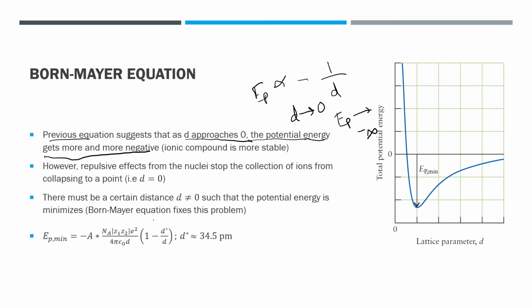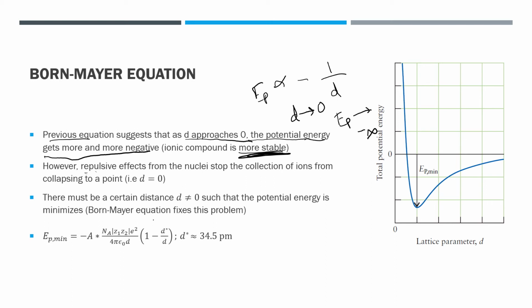But we know that when potential energy lowers, when we have more negative potential energy, that means our compound is more stable. So you might ask the question, right? Why don't all the ions just collapse to a point? If it's more stable as our distance becomes smaller and smaller, why don't our ions just sit right on top of each other? Why is there even a distance between the ions? And that's a good question. That's what we answer with the Born-Mayer equation, right? It doesn't make sense for the ions to just sit on top of each other.